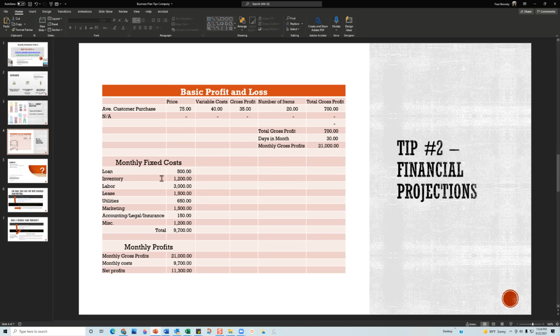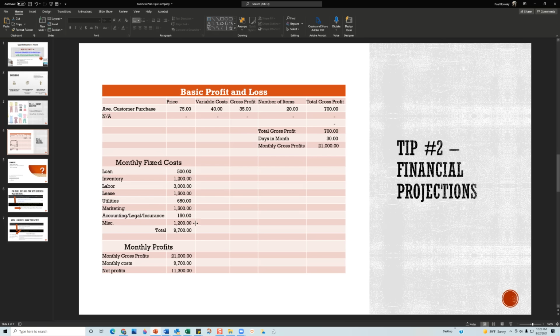Our next step is going to be to identify monthly fixed costs. For an online apparel, you might have a $500 loan payment that you could be making monthly. You might have to drop $1,200 on inventory monthly. Your labor might be $3,000. Your lease for your warehouse or wherever you're leasing to build your business, $1,500. Utilities could be $650. Marketing, $1,500. You very well could be a lot higher with an online apparel company, but we're going to go $1,500 for starting. Accounting, legal, and insurance might be $150, and then miscellaneous, our wonderful catch-all.